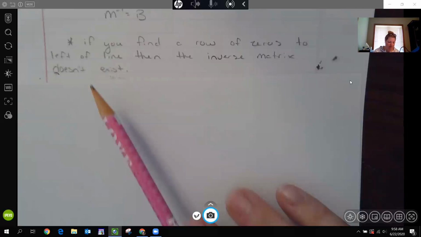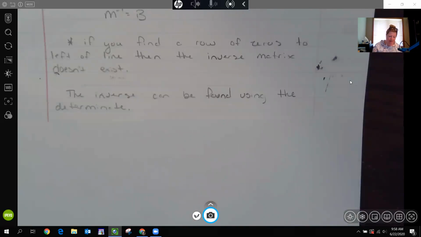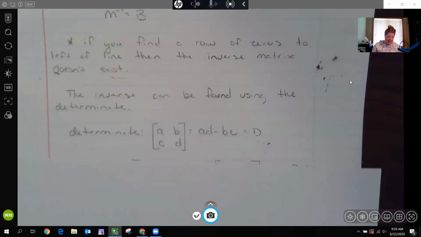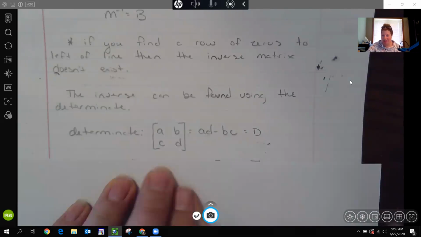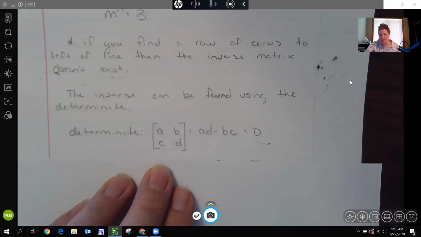If you find a row of zeros on the left side, then you don't get the identity on that left side. What you will do then is say it has no inverse, which is totally possible. The inverse can also be found by using something called our determinant. Our determinant is pretty easy to get. I'm only going to use the determinant method for a 2x2. You can look it up for a 3x3, or if you've learned it before, you're more than welcome. It's a little bit more complicated, and I'm just going to stick with this method for only a 2x2.